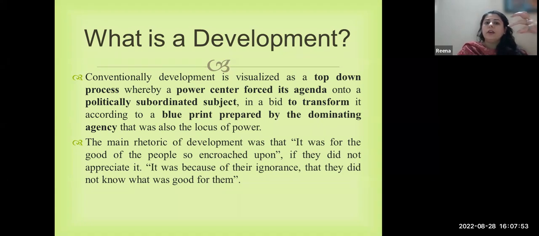Okay, so whereby a power center forced its agenda into the politically subordinated subject. So there is a bid to transform the overall system, and a blueprint is prepared by the central government, which then trickles down to all the state level bodies, and those state level bodies implement it at their local level. And if you search for the example I have given you, you will notice there are many kinds of competitions.